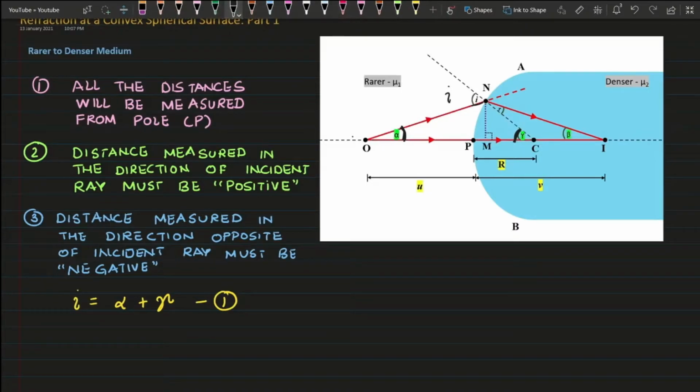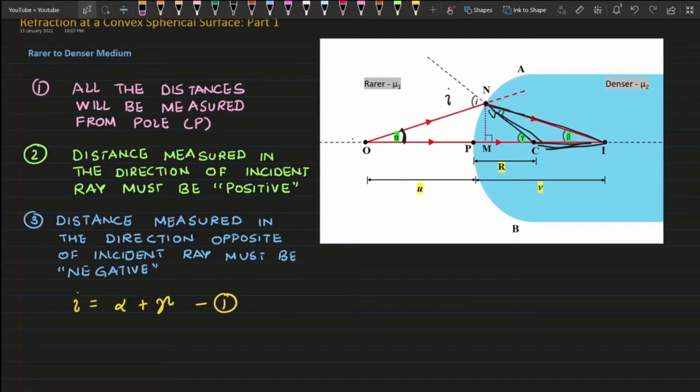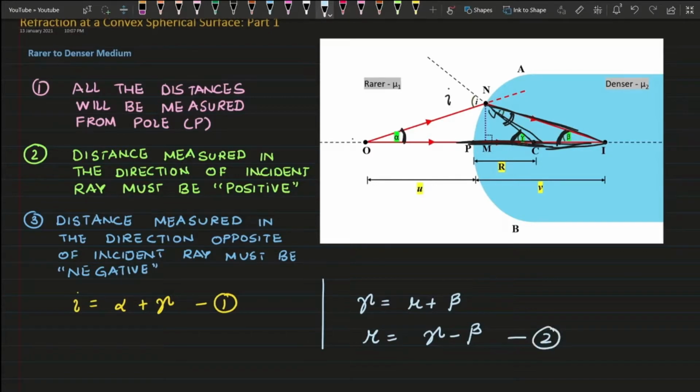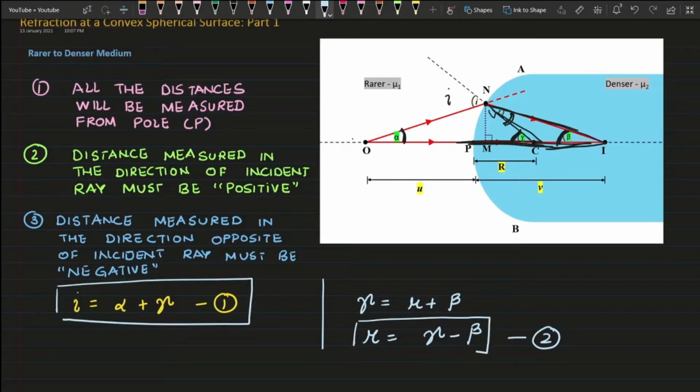If you look in this triangle NIC, this is the ray. If I extend this ray, angle gamma is the exterior angle, which is the sum of angle R and angle beta. So just write down that angle gamma will be equal to angle R plus angle beta. Let me find the value of R from this equation: angle R will be equal to angle gamma minus angle beta. Let me call this equation number 2. Keep in mind this equation, we are going to use it later, where we substitute the values of I and R. Now let's move ahead.